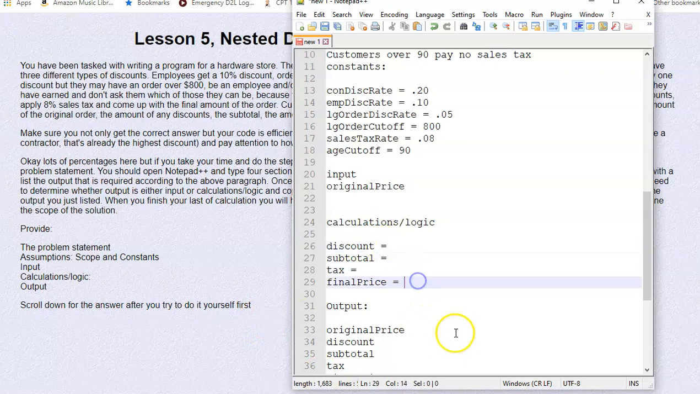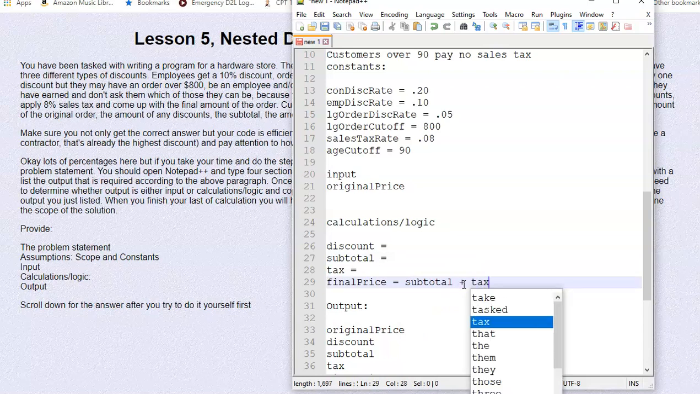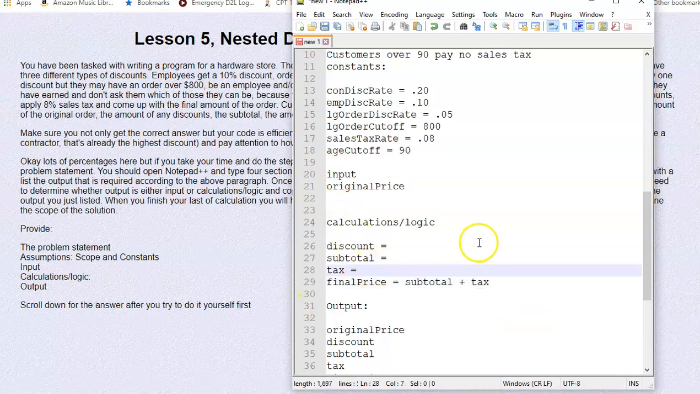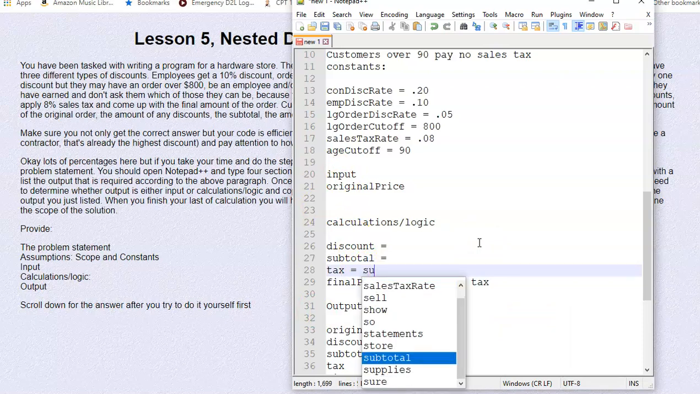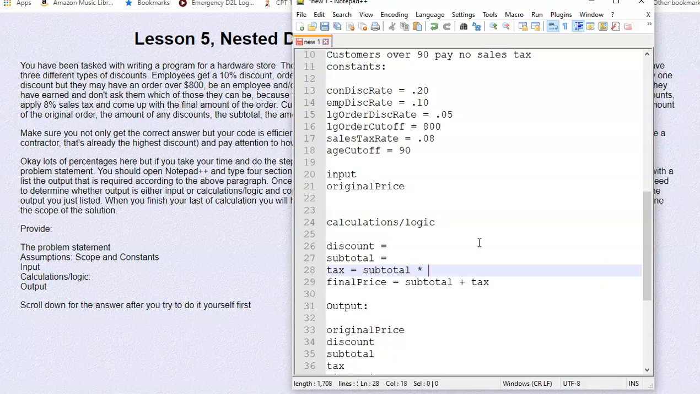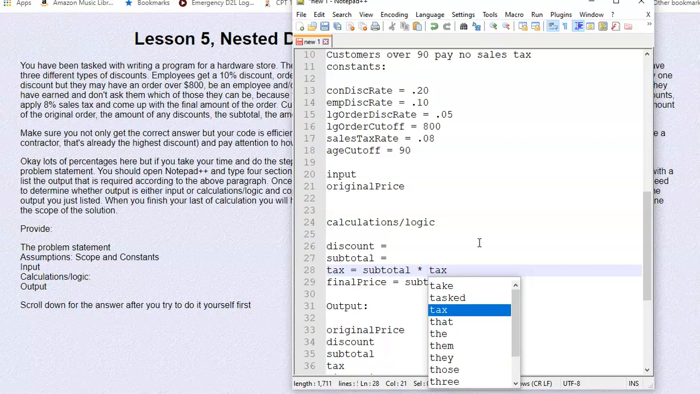All right, now we start with the last one first because the last one uses the things above it, and we know that the final price is going to be the subtotal plus the tax. So we do that, subtotal plus the tax, and then we move up. Whoops. And what is the tax going to be? Well, the tax is going to be the subtotal times the tax rate. And that's 8% of sales tax rate.